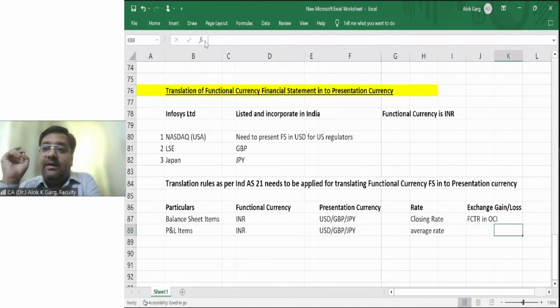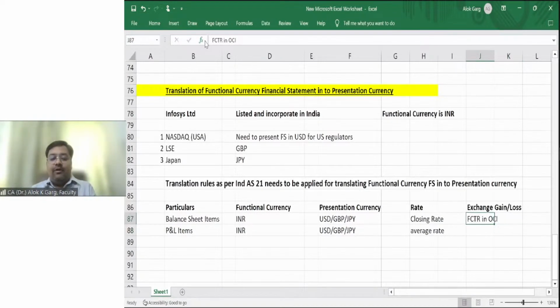For example, the P&L consists of a lot of transactions, with revenue in every month. So if you apply the closing rate, that will not be good. So for P&L items, you need to apply the average rate. And whatever exchange gain or loss arises will go to FCTR, the foreign currency translation reserve in other comprehensive income, OCI. Is that clear? Balance sheet, P&L, cash flow, everything is the resulting item. Yes.